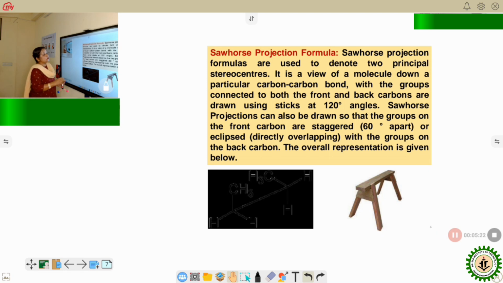Next one, that is the Sawhorse projection formula. The term comes from the sawhorse, the table used by a carpenter. If you add the two groups and show in which manner they are linked, we can express the molecular structure in this type. So we can say this is the Sawhorse type projection formula. Now here we represent the CH3, H, and it is CH3, H. So here also we are considering the two carbon atoms.